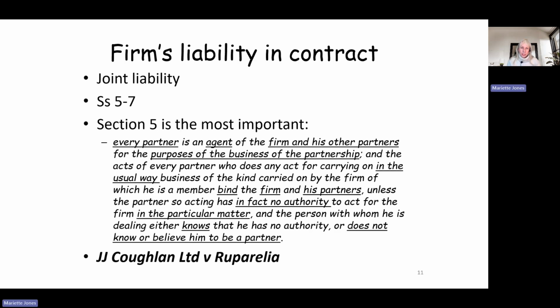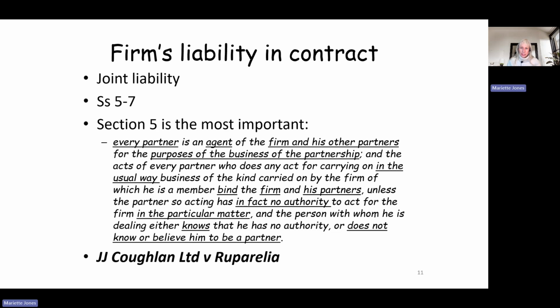Coming back to partnerships themselves. Under Section 6 of the Partnership Act, each partner is an agent of the firm. As long as the act is done by the partner within the ordinary course of the firm's business, the firm and all the partners are bound. I've given you the Section, so you can pause and read the section on your own if you like. But let's look at a case that illustrates this point. The case of J.J. Coughlin Limited and Ruparelia. I hope I pronounced that name correctly.